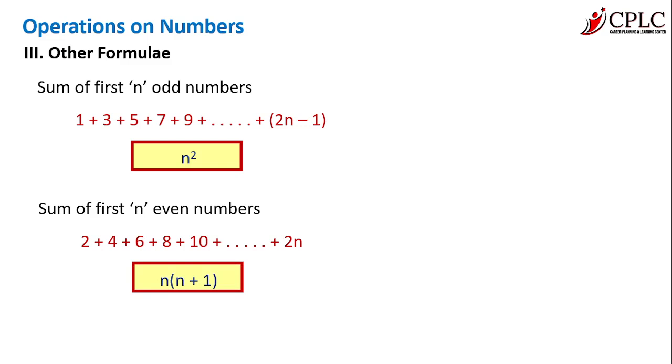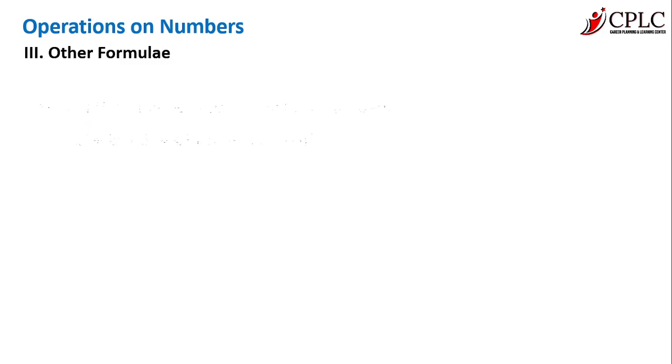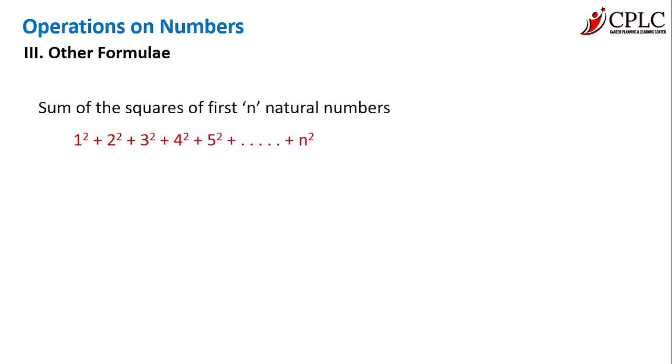Then the next two, the fourth one specifically and the fifth one. The fourth one is you want to add the sum of the squares of the first n natural numbers, that is 1 square plus 2 square plus 3 square, so on till n square, for example. The formula is n into n plus 1 into 2n plus 1 upon 6.